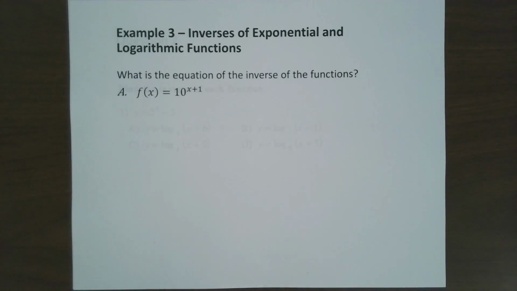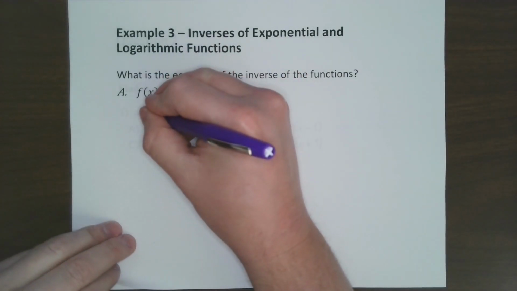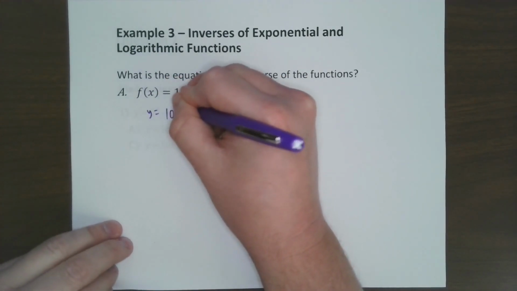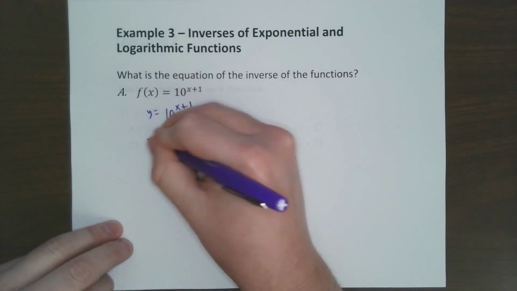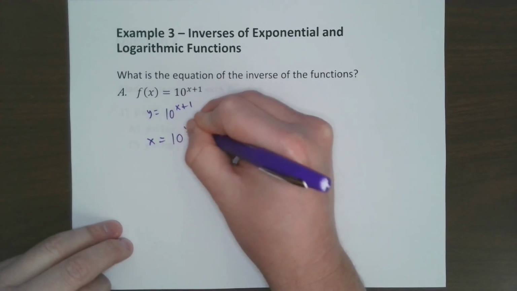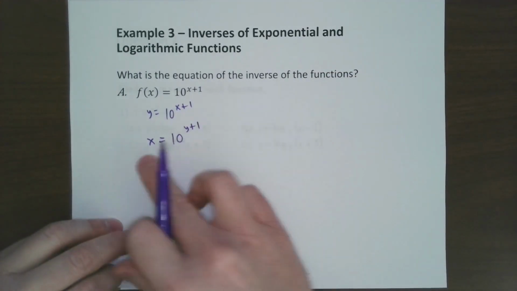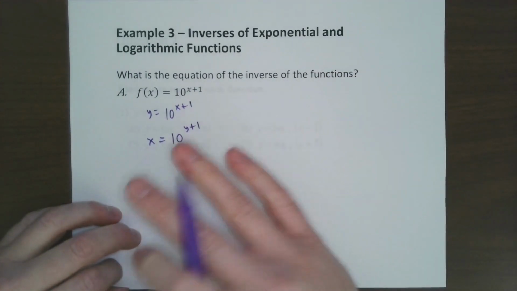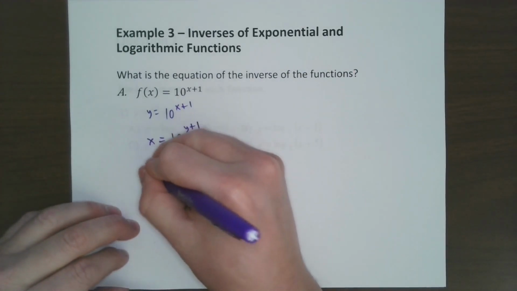So, something that's more important is finding inverses. So, inverses, once again, we say y equals 10 to the x plus 1. Switch x and y. And there's a couple ways from here. You can rewrite it as a logarithm from exponential, or you could just solve. I'm going to go ahead and solve.